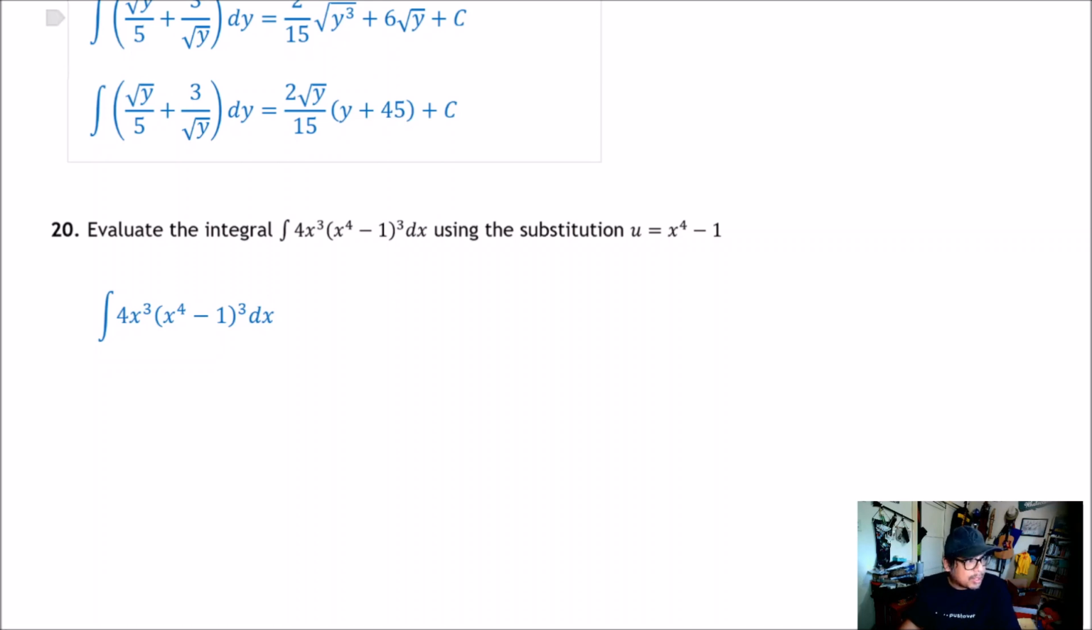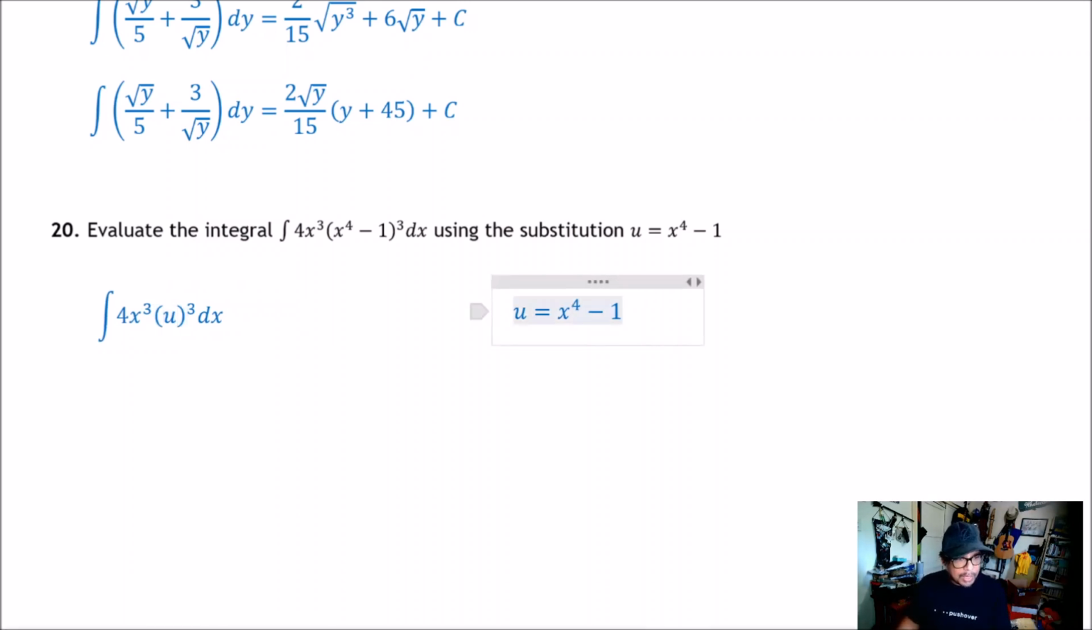Let's make that substitution. So we're going to say u is equal to x to the 4th power minus 1. So every time I see x to the 4th power minus 1, I should be able to just substitute that freely with a u. So here's an x to the 4th minus 1 over here. Let's turn this into a u. It's u to the 3rd power. That looks pretty good.